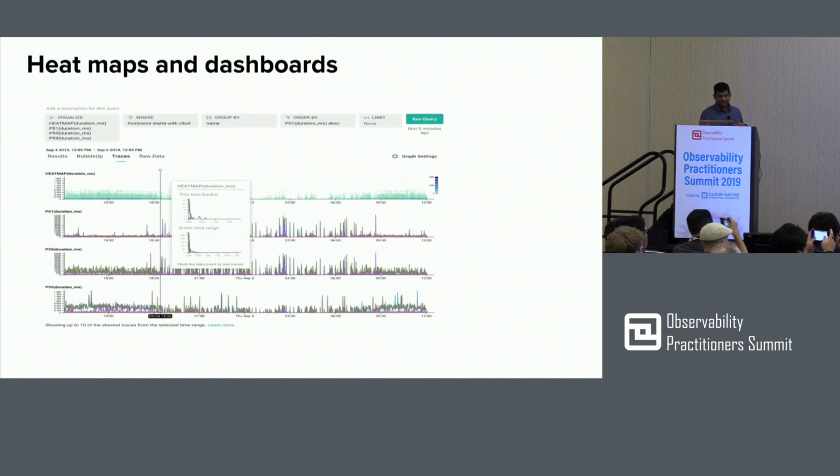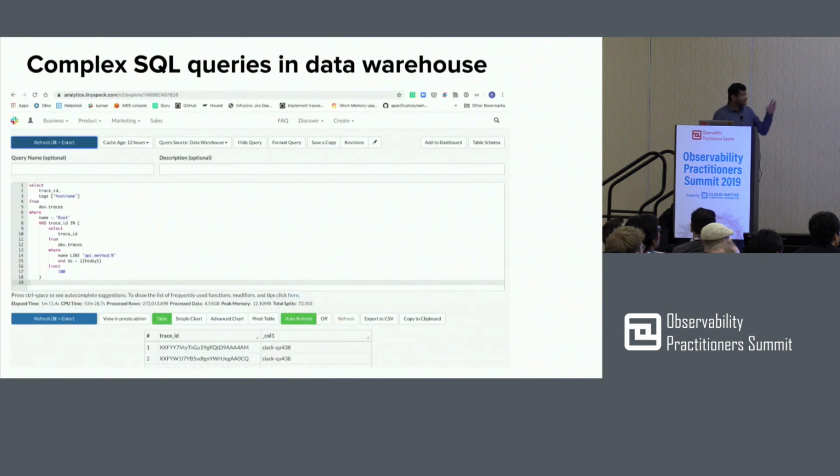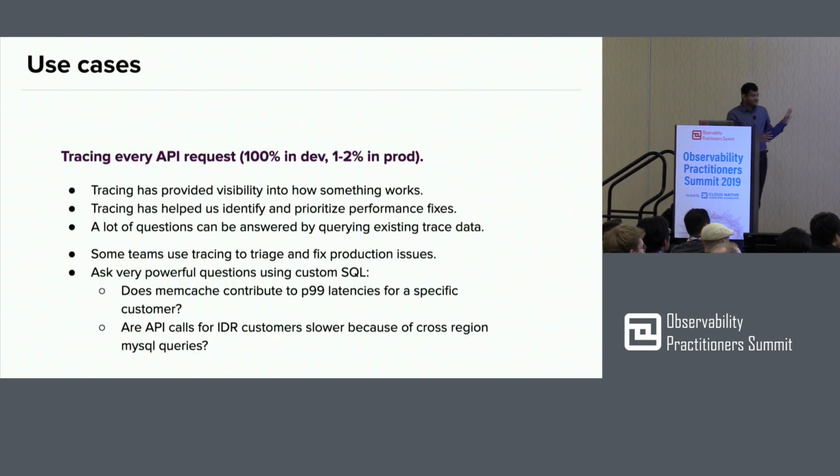We can build heat maps and dashboards on this data, both within Honeycomb and also within our internal data warehouse. We can also access this data in our data warehouse using complex SQL queries. Here is an example of a UI with a sample query that shows, show me all the traces today that have an API method and that came from a specific host. So it's a cross-span join query. That's basically to prove that, hey, we have the system, and it works.